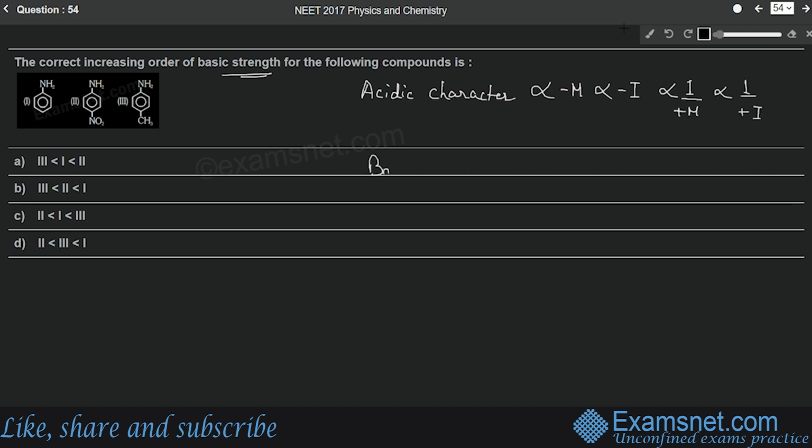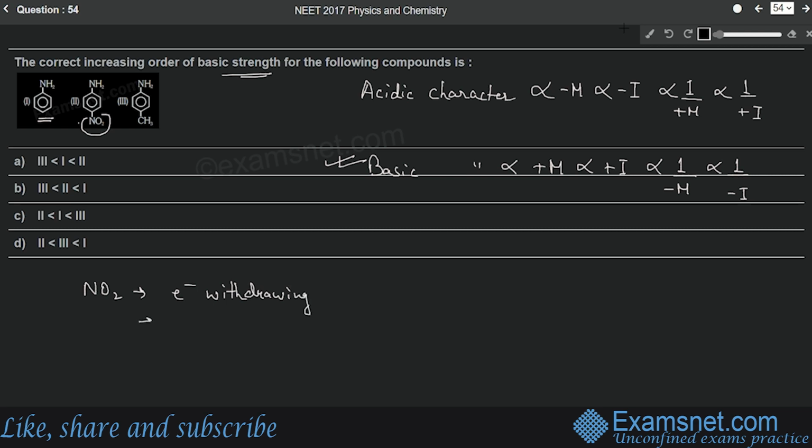Similarly, the case will be just the opposite for basic character. That means basic character will be directly proportional to plus M and plus I effect and it will be inversely proportional to minus M and minus I effect. Okay. And we are aware that M means mesomeric effect and I means inductive effect. So here we have to focus on this relation. Now, in the first option, we have an aniline or aminobenzene. So no additional group is attached to the ring. So it will be of moderate nature. In the second option, we have a nitro group. We know that nitro group, NO2, is an electron withdrawing group.